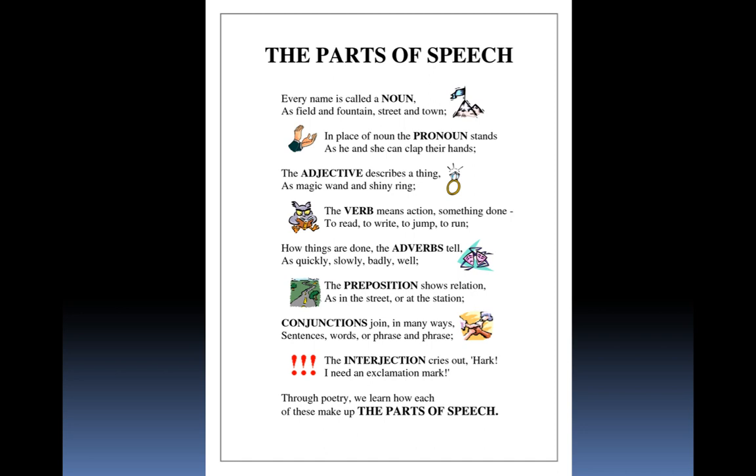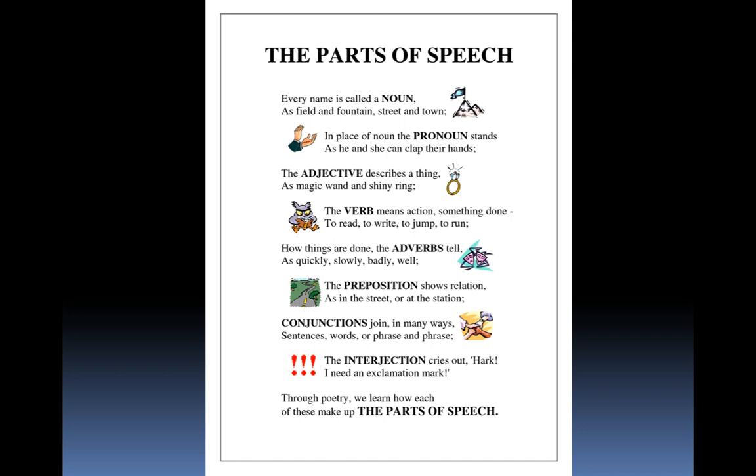Okay. The adjective describes a thing as magic wand and shiny ring. Adjectives are those words which describe the noun. Okay. An example given here is magic wand. What is a wand? A wand is a stick which is used by a wizard or a magician. Just like Harry Potter did, the stick he used, that is called a wand.